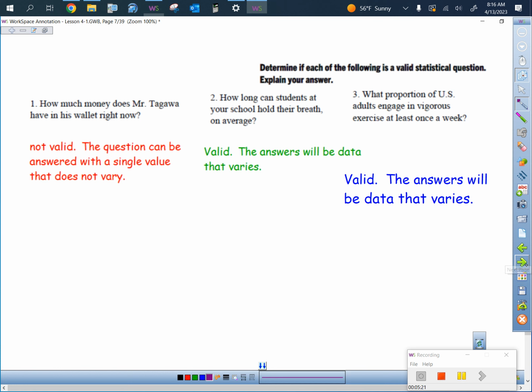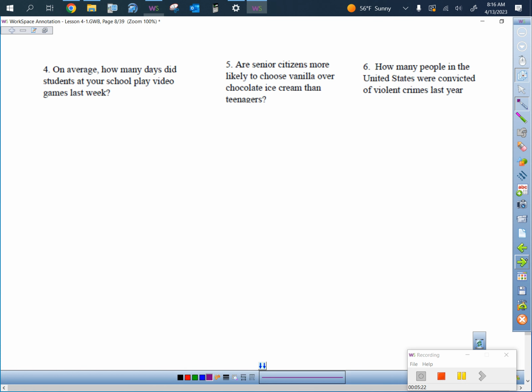Only 3 examples. Let's try 3 more. On average, how many days did students at your school play video games last week? If you asked one student how many hours they played, would that be exactly the same or could it vary from a second student? That could vary, right? So is it valid or not valid? Valid. Answers, data can vary. So just write valid, data can vary.